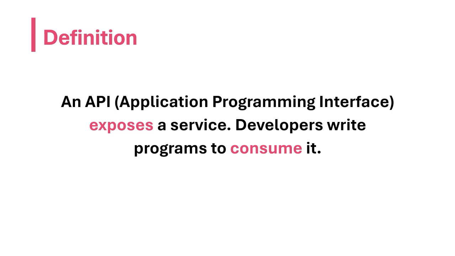So here, an API, application programming interface, exposes a service. Developers write programs to consume it. When we say an API exposes a service, it means that the API offers certain features or data that other programs can use, and developers or programmers create software that asks the API for that data or feature and uses it in their app.